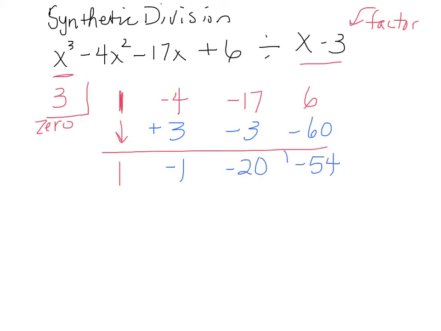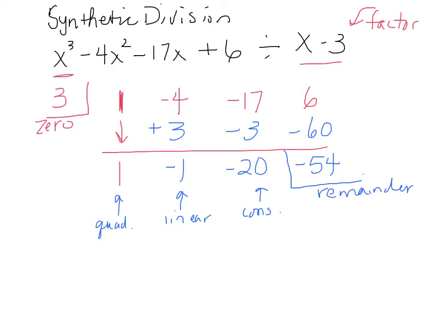All right, so this should look familiar. It's the third time I've worked this problem. This is the remainder. This is the constant term. This is the linear term, x. And this is the quadratic term, x squared. And it goes in order like that.